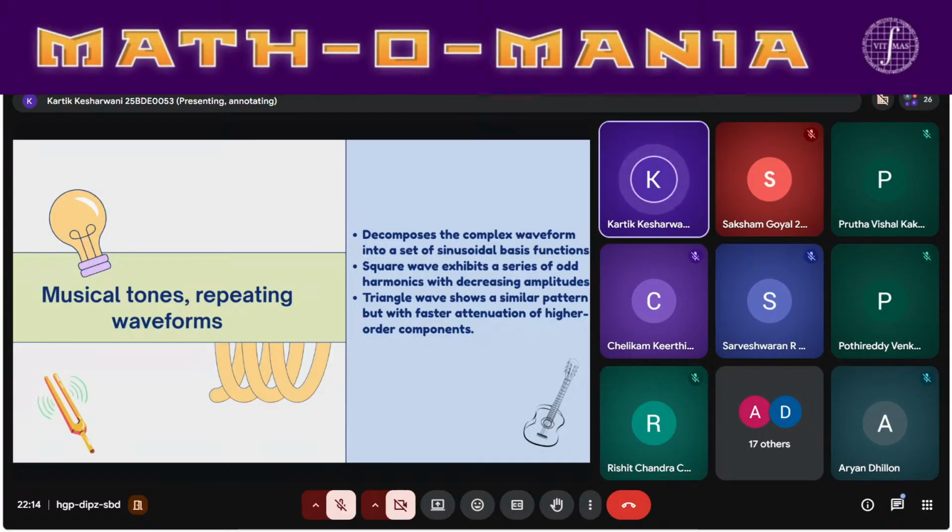Similarly, the human voice can be analyzed in terms of its formants, which are frequency bands where energy is concentrated, and these formants shift depending on the shape of the vocal tract, allowing us to distinguish between different vowel sounds.